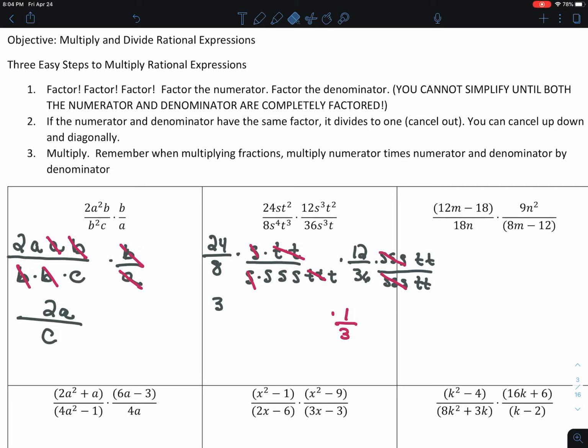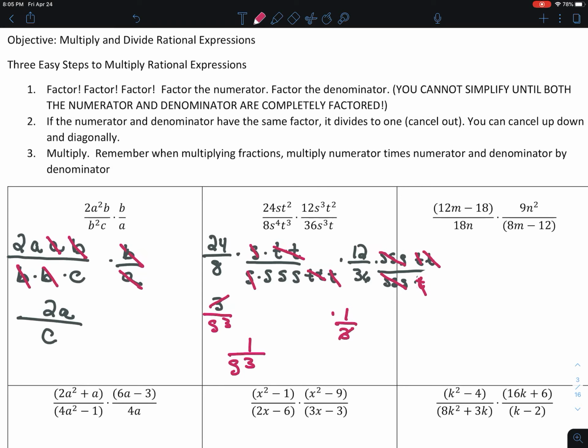and I wrote that incorrectly. There's only 1 T here, so this T will cancel with that one. Do we have anything else that's left? Yes, this T at the bottom can cancel with that T at the top, so I'm left with 3 over S cubed times 1/3, everything else is gone. And so now this 3 can cancel with that 3, so I'm left with 1 over S cubed.